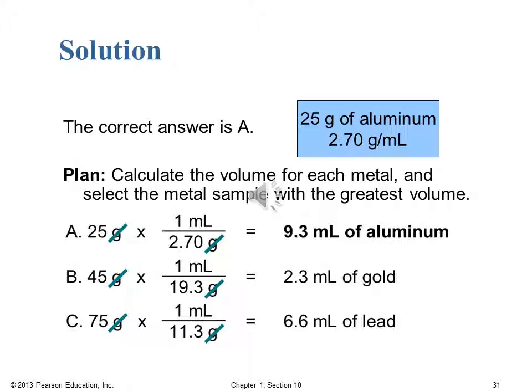For B, the gold, there's a lot more of it, 45 grams mass-wise, but because of its very high density, when you multiply the 45 grams by 1 milliliter over 19.3 grams, you end up with just over 2 milliliters of gold. And then finally, the lead, which is significantly more dense than aluminum, but almost half as dense as gold. You have a larger volume because 75 grams times 1 milliliter over 11.3 grams gives 6.6 milliliters, but still not as large a volume as you had with the aluminum. Aluminum being a light, low-density metal, just 25 grams of it displaces more water than 45 grams of gold or 75 grams of lead.